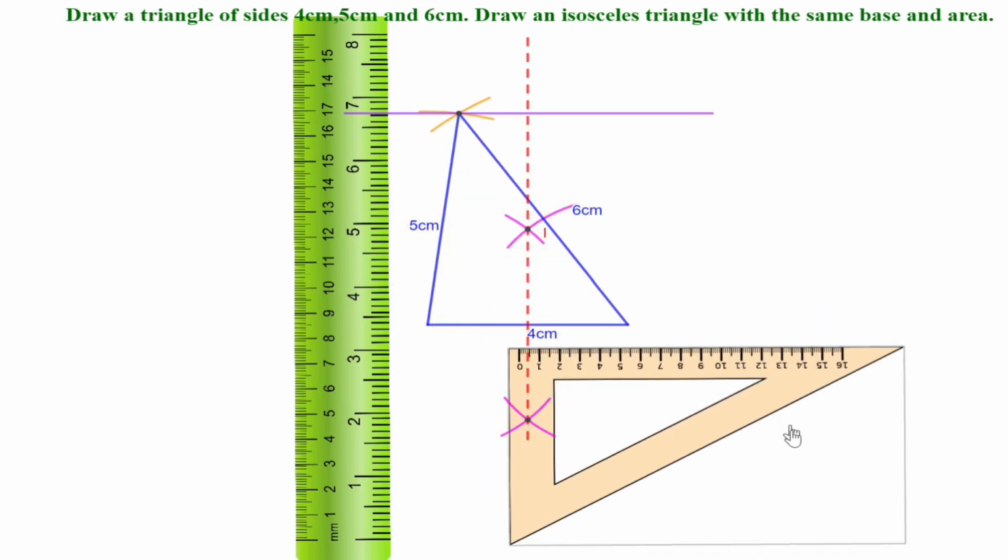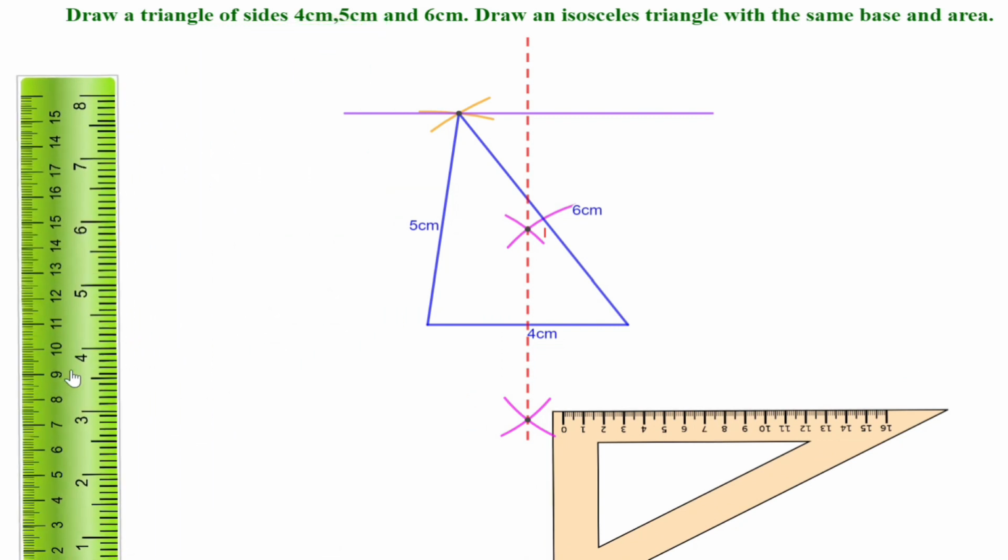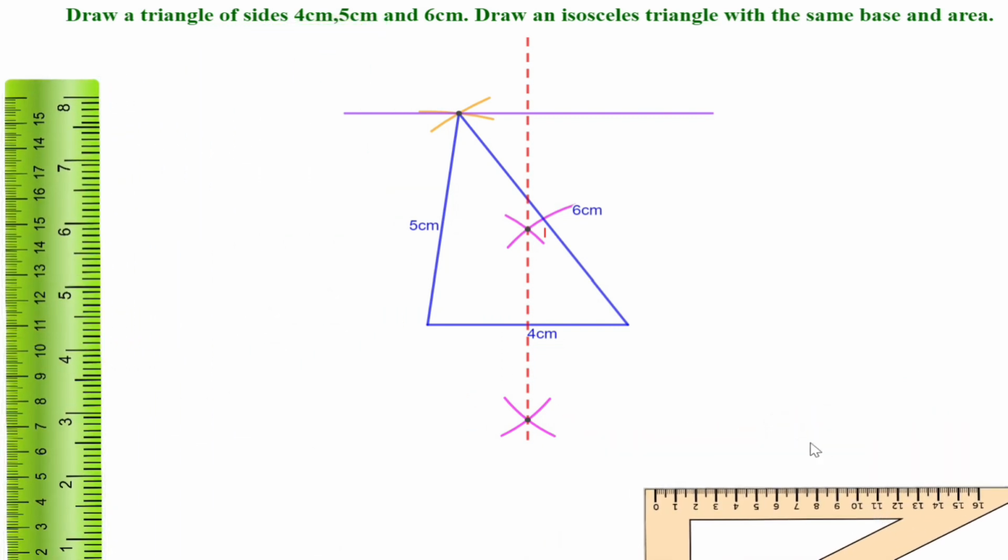Now let us change our set square and ruler. Now we can see the line parallel to the base. Now you can take any point on this line. If you join that to the ends of the base, we will get a triangle with same base and area. If you join the ends of the base to a point on the perpendicular bisector, you will get an isosceles triangle. We need both. So we have to take the point of intersection of these two lines. Now join this point to the ends of the base.